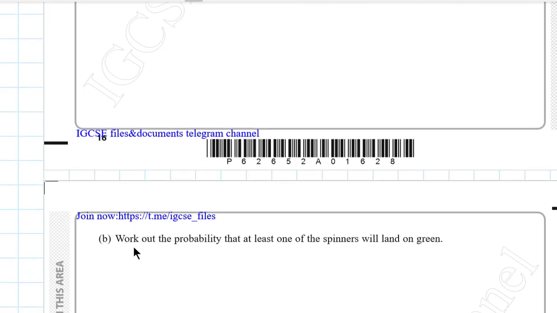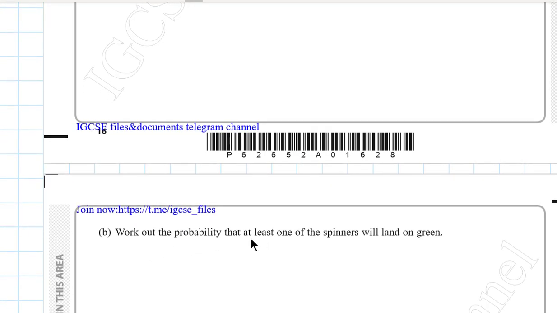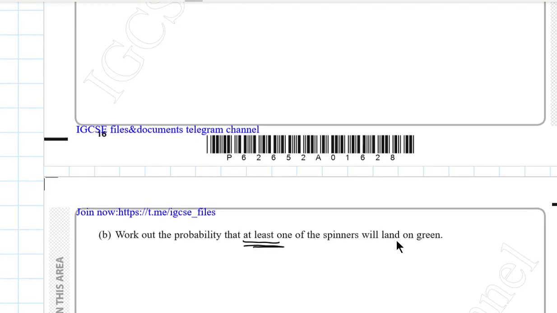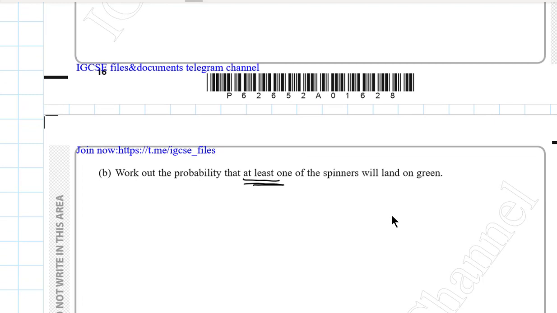And then part B, work out the probability that at least one of the spinners will land on green. When the question says at least, this is the lower limit, which means that we need 1 green or 2 greens. So the easiest way here is to say 1 minus red in both spinners.